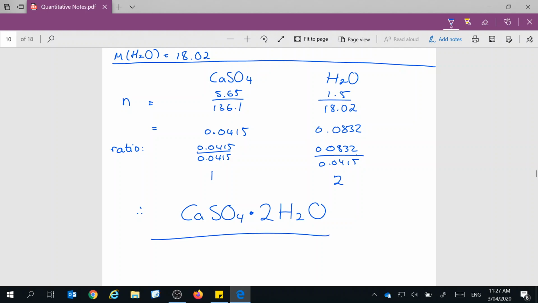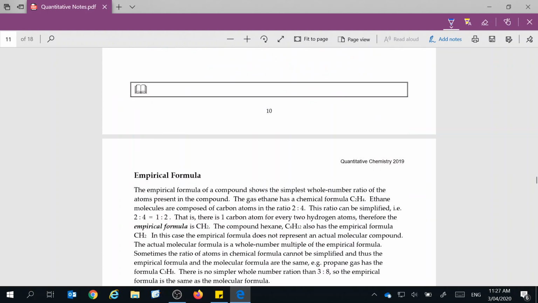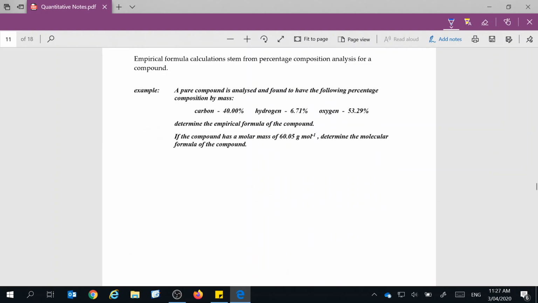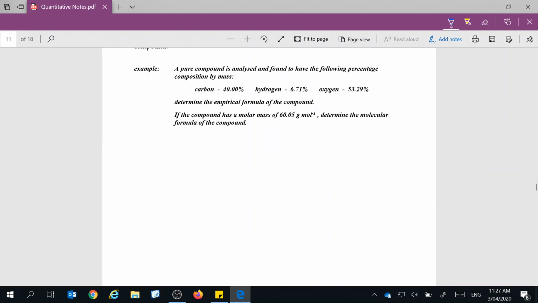That's that. All right. This next question is a standard empirical formula question. Very straightforward empirical formula. Once you've found the empirical formula, you need to find the molecular formula. So please pause and have a go at this now.